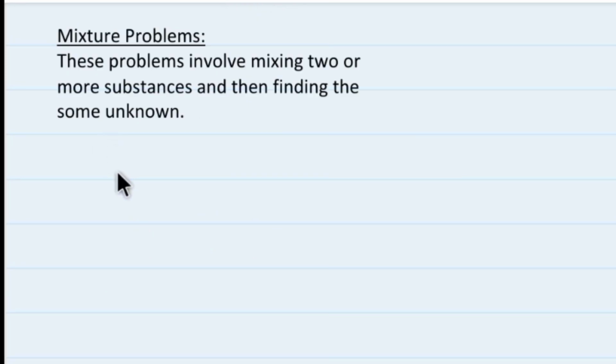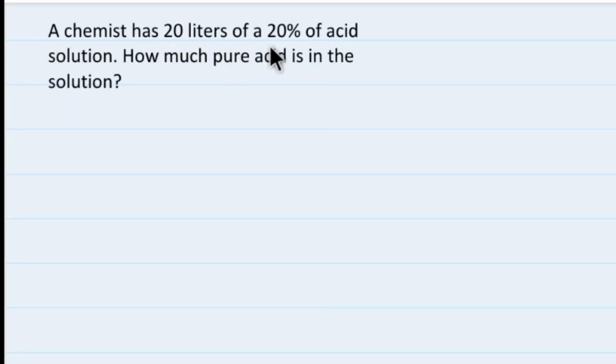Now we will learn how to solve mixture problems. These problems involve mixing two or more substances and then finding the unknown. We will start learning these types of problems by solving a very simple type of mixture problem. A chemist has 20 liters of a 20% acid solution. How much pure acid is in the solution? Now this is a very simple problem, and it does not need any variable.